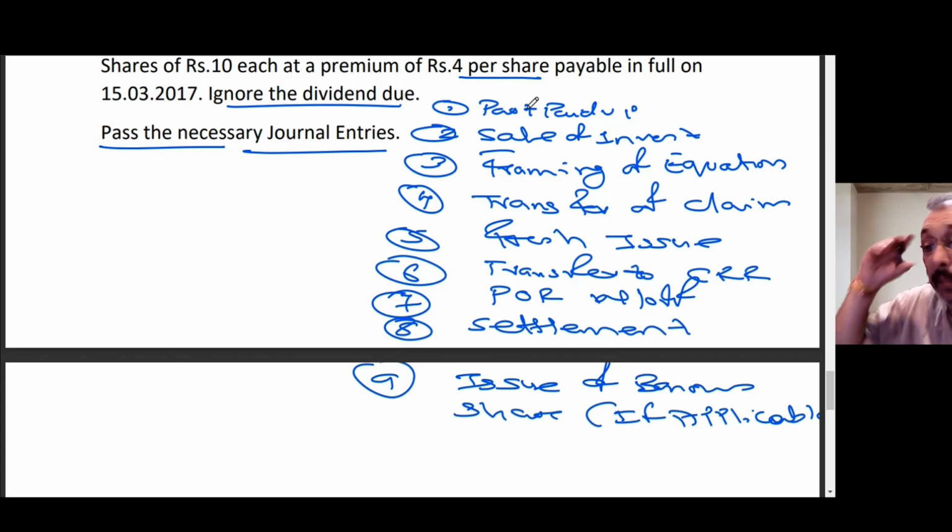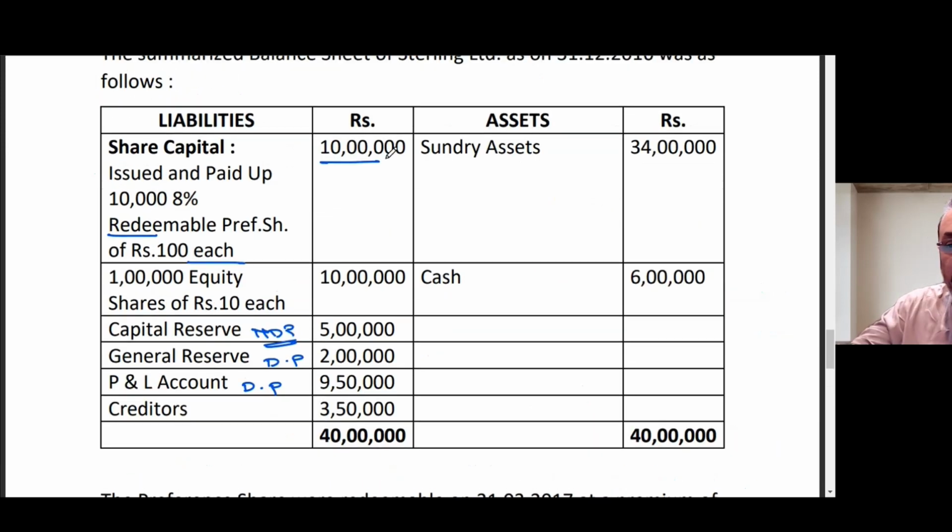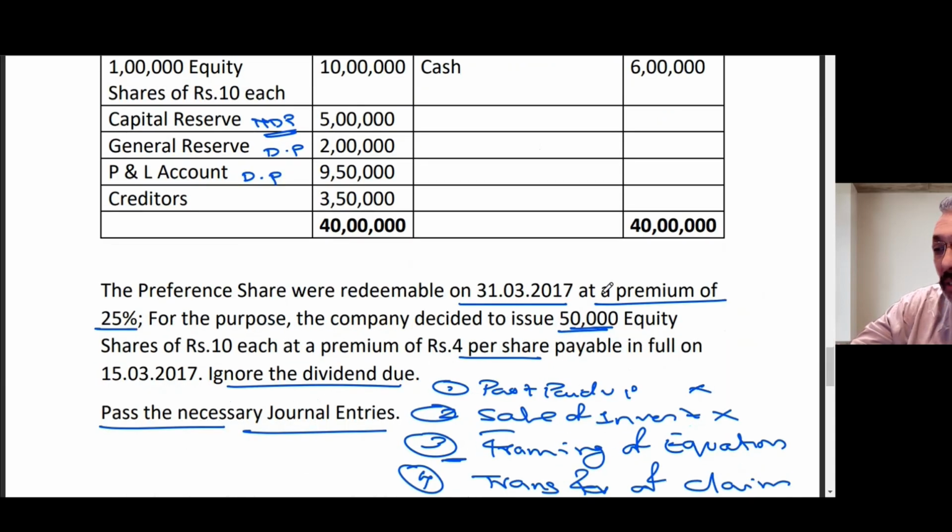Very first thing, any partly paid up shares need to be made fully paid up. In this case, this is not applicable. Sale of investment, there is no information about investment. So we'll have to start from step 3, framing of equation. Let us frame the equation. How much preference shares are to be redeemed? Preference shares worth rupees 10 lakh are to be redeemed at a premium of 25%. What are they doing to redeem these preference shares?